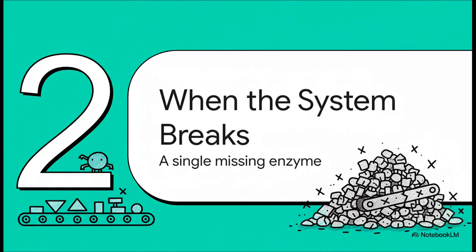Okay, so on to Section 2. What happens when this system breaks? Imagine that recycling plant has an assembly line of workers, each one a specific enzyme. Now, what happens if just one of those workers doesn't show up for their shift? Chaos. The whole assembly line stops. Everything just piles up. And that's the tragedy here. It's often just a single genetic mistake, one missing enzyme, that brings the whole system to a grinding halt.